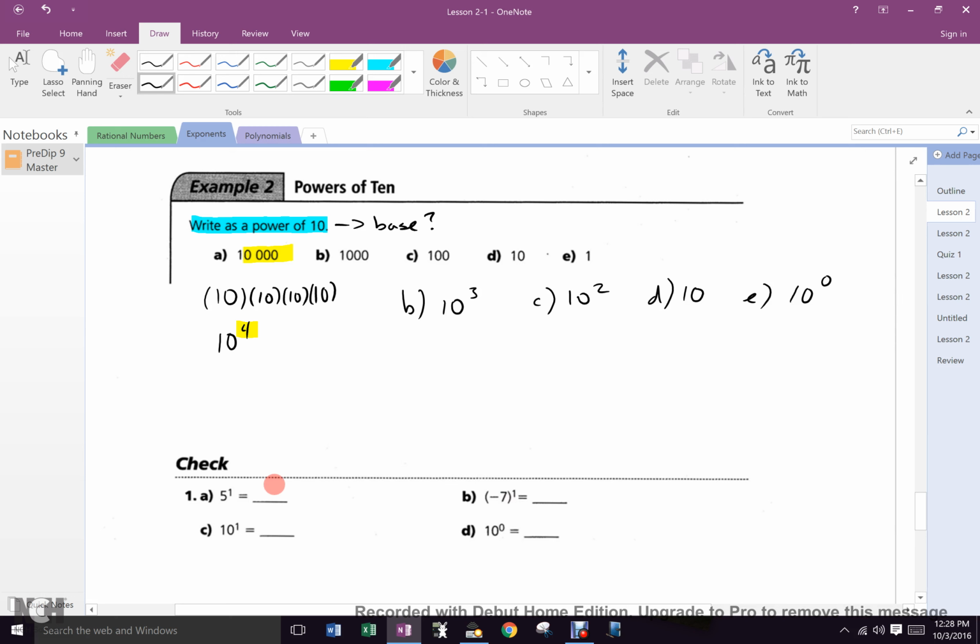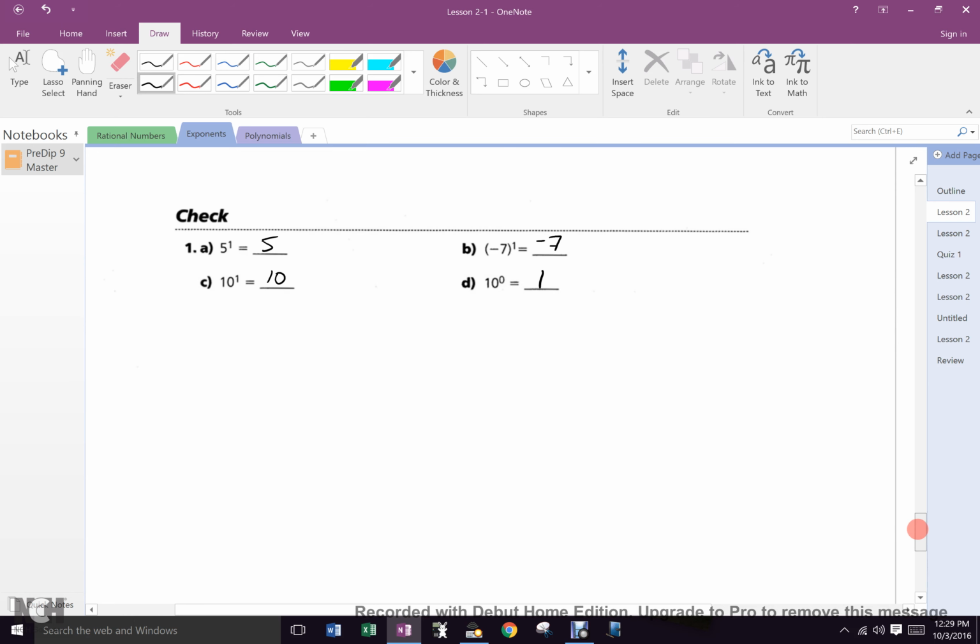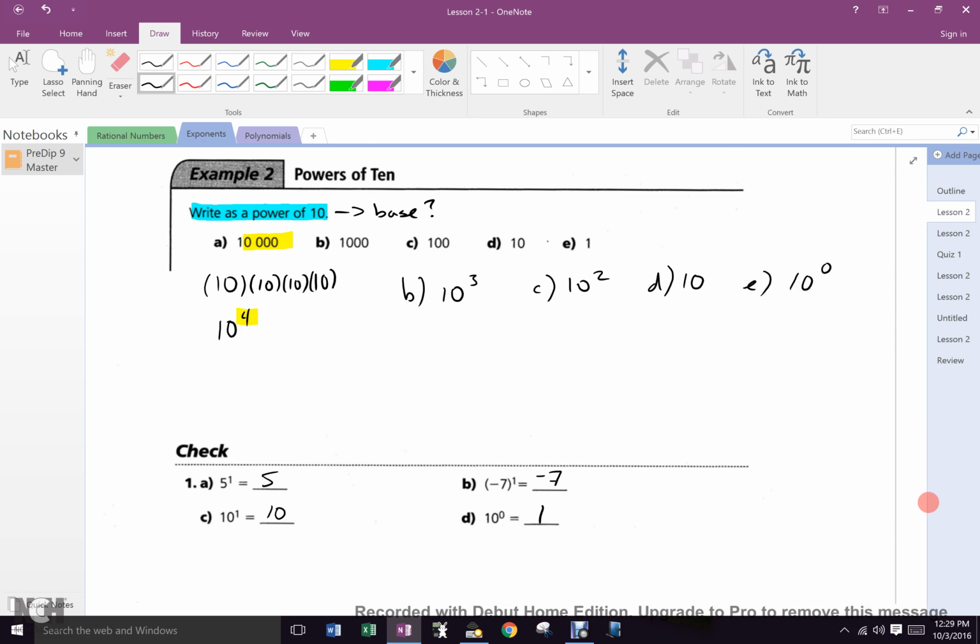So, what is 5 to the 1? 5. What is negative 7 to the 1? Negative 7. What's 10 to the 1? 10. And what's 10 to the 0? 1. Excellent.